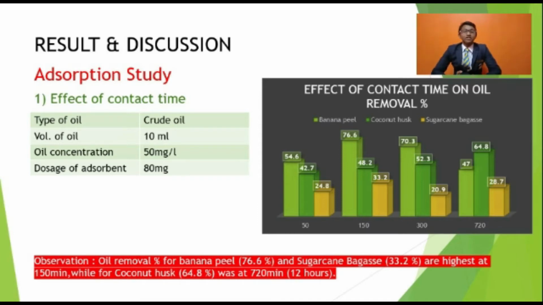Now we are looking at the effect of contact time. Based on the graph on the right hand side, we can find out that oil removal percentage for banana peel is 76.6% and sugarcane bagasse 33.2%, are highest at 150 minutes, while for coconut husk 64.8% oil is removed at 720 minutes, which is 12 hours. Based on this, we can find out that banana peel is more effective because it absorbs oil in a less amount of duration.